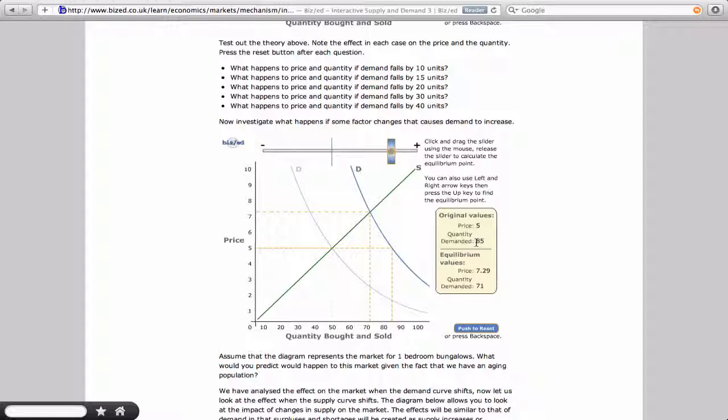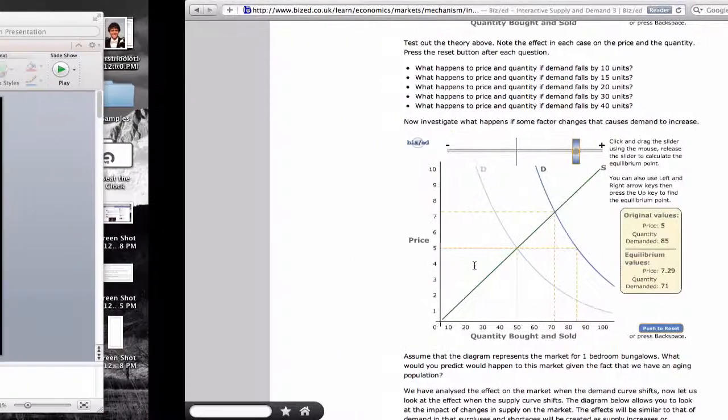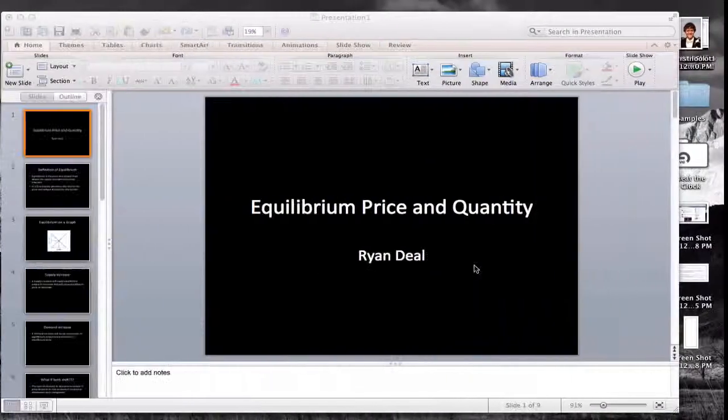I don't know why it's saying quantity demanded of 85. That's really just not accurate. Oh, maybe it's saying if that price stays constant. Yeah, that makes sense. Anyways, so the original quantity bought and sold was 50, and the price was 5. But as demand has increased, as basically it has become more popular with consumers, there's more of a need to purchase it, price has increased, and quantity bought and sold has also increased to just above 70. 71 it looks like, and price has increased to 7.29. And this also, when you just think about it from a rational point of view, makes sense.